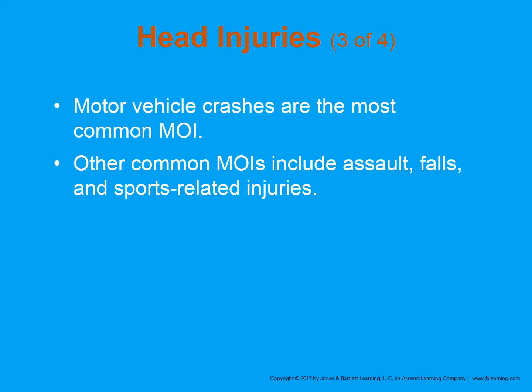Motor vehicle crashes are the most common mechanism of injury for a traumatic brain injury, just based off of how physics works and how energy is dispersed, but also just because of how many people are driving all the time, just a huge number. Other common mechanisms would include assault, falls, or even sports related injuries.